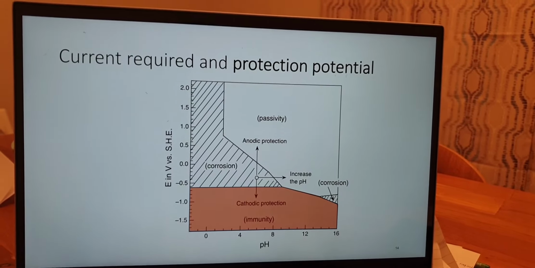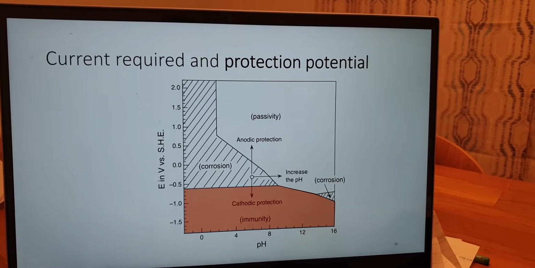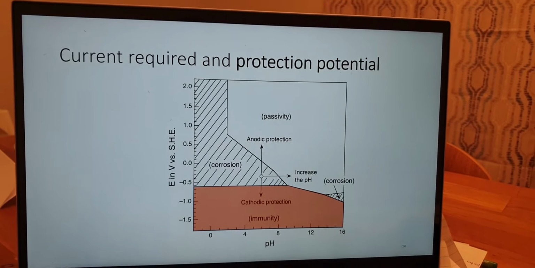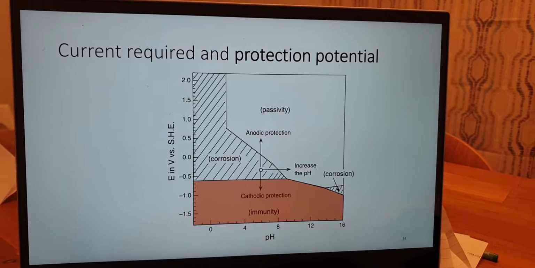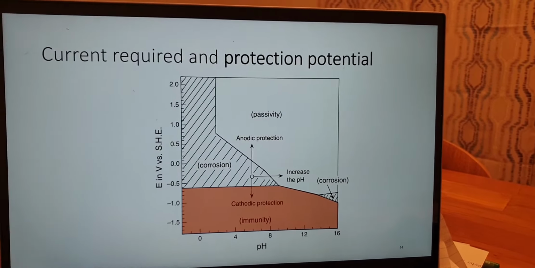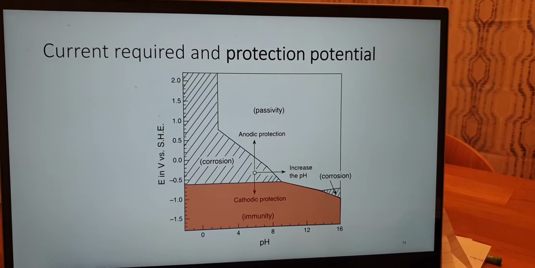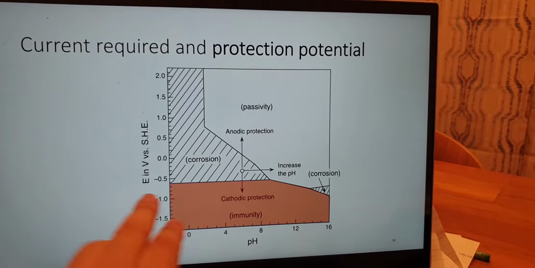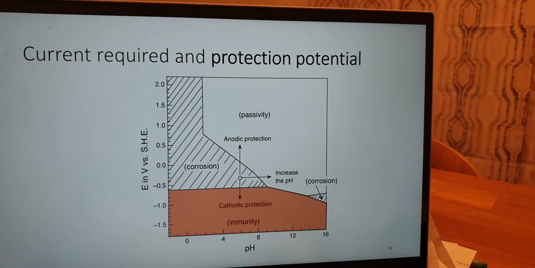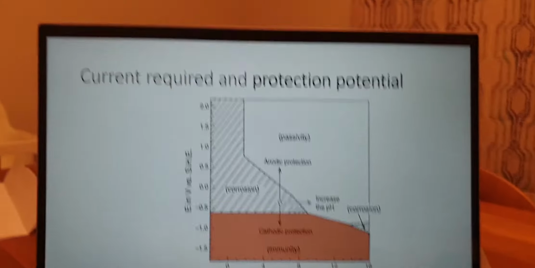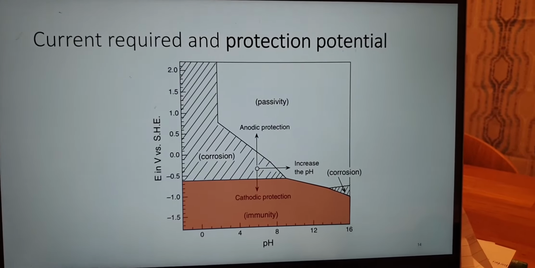The current required and protection potential comes from the Pourbaix diagram, or from this potential-pH diagram, in which we identify the potential at which pH we have. But basically, we need to reach this immunity zone with the sacrificial anode.